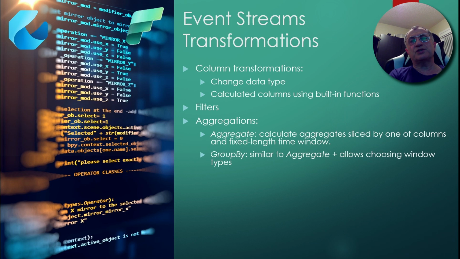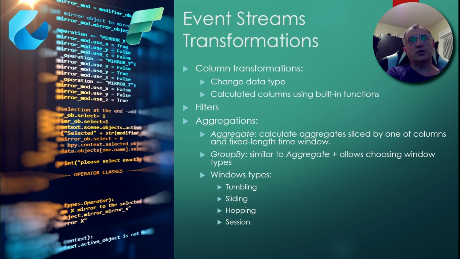The second aggregation transformation is the GroupBy transformation. It is very similar to the Aggregate transformation, but it's more flexible. It also allows adding multiple aggregate functions, but in addition to that, it allows you to choose window types. So the GroupBy transformation allows the following types of windows: tumbling, sliding, hopping, and session. There is good Microsoft documentation describing the difference between these windows. Let's take a closer look at that.